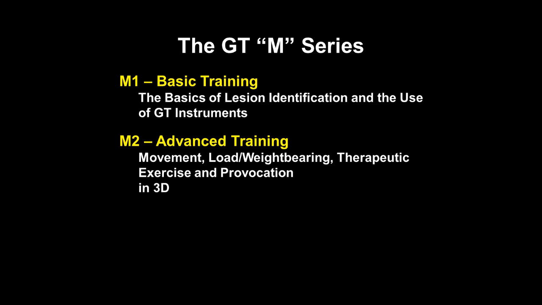Our M1 is a basic training, which is a 12-hour course. Basically, we introduce you to the Graston technique instruments and applications regionally, the extremities and spine. And then beyond our M1 basic training, we do have an advanced training. It's a 14-hour, very clinically applicable course where we go further into clinical applications using the Graston technique during movement, load and weight bearing, integrating therapeutic exercise, and at times provocation in a 3D movement type system.